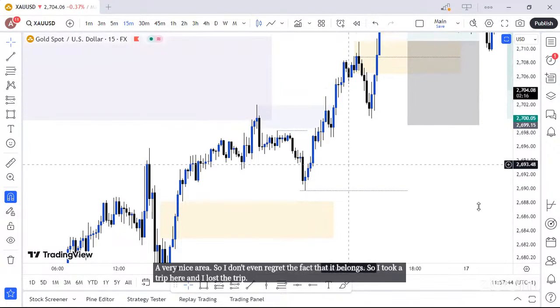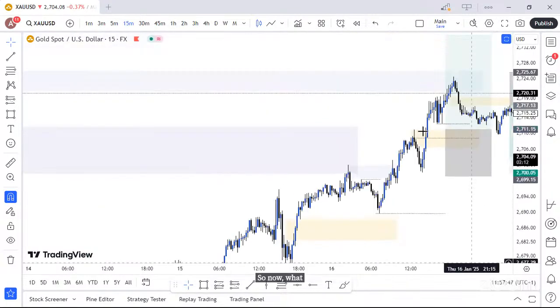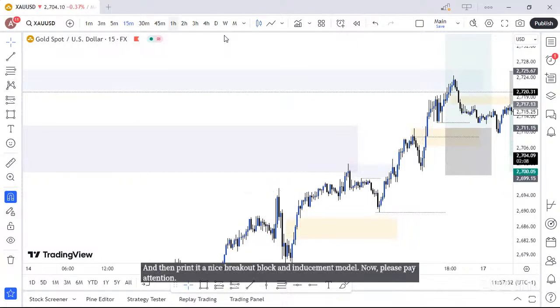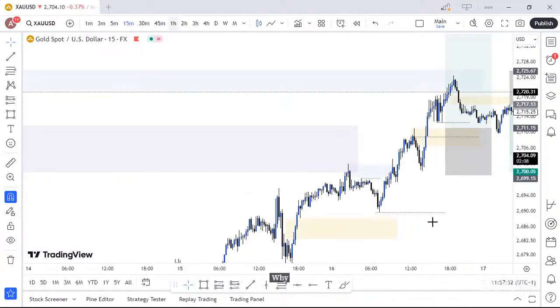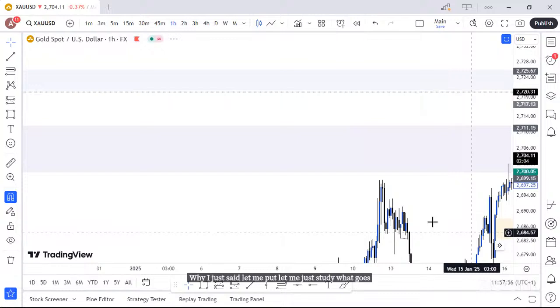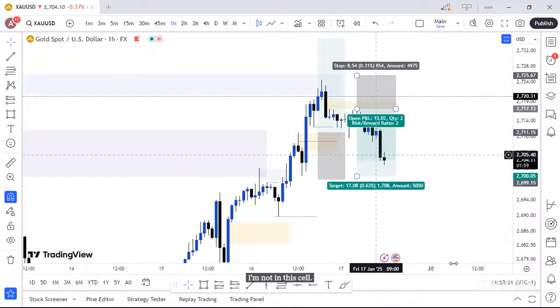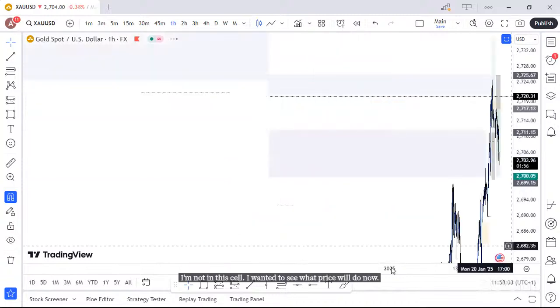So now, what did price do? Price came back up again and then printed a nice breaker block and inducement model. Now, please pay attention. Why I just said let me study what gold wants to do: I've not entered this cell that is running now. I'm not in this cell, right? I wanted to see what price will do now, looking at my analysis from the past.